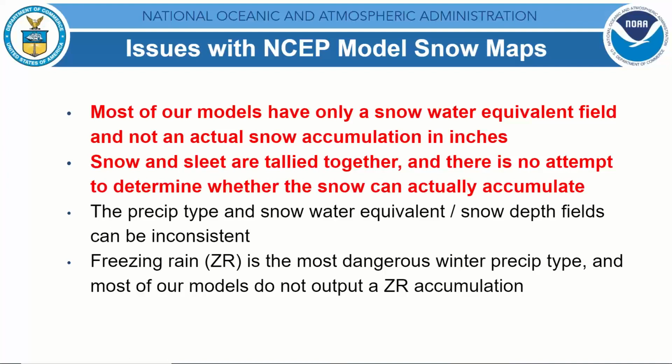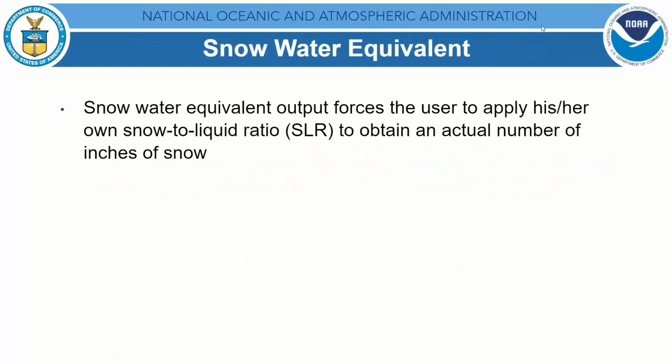And snow and sleet are tallied together, so there's no attempt to determine whether the snow can actually accumulate on the ground. So in cases where you have a lot of sleet, that's going to show up as snowfall, and the model is not simulating how much is going to accumulate on the ground. So that's a danger right there.